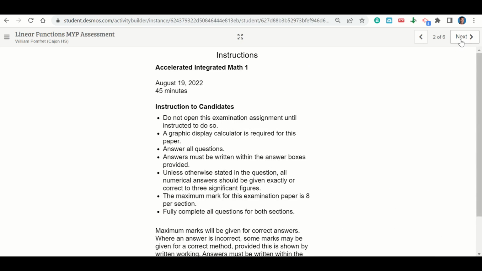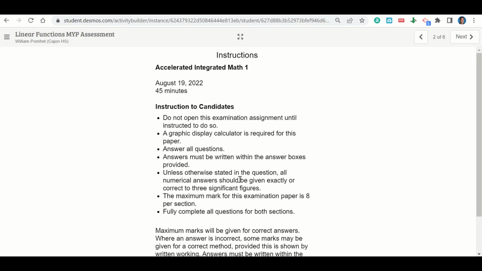Here are the instructions. This assignment will be taken on August 19, 2022. You have 45 minutes to complete the assignment. Here are your instructions. Do not open the examination until instructed to do so. You can use a calculator. You must answer all of the questions. Answers must be written within the answer boxes provided, so you'll just type your answers into the boxes provided. Unless otherwise stated in the question, all numerical answers should be given exactly or correct to 3 significant figures.